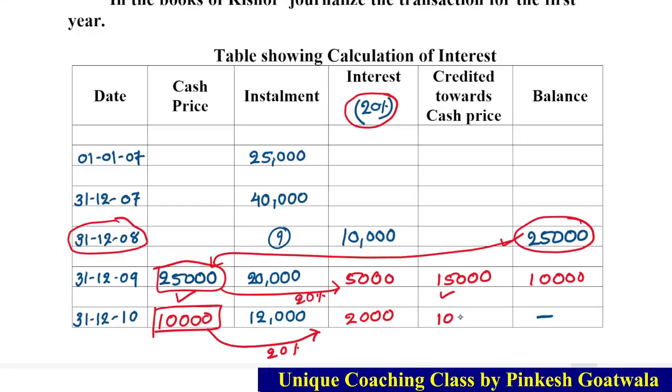12 minus 2, it will be 10. Okay, અને 10 માંથી 10 less થશે એટલે અહીંયા dash આવશે.